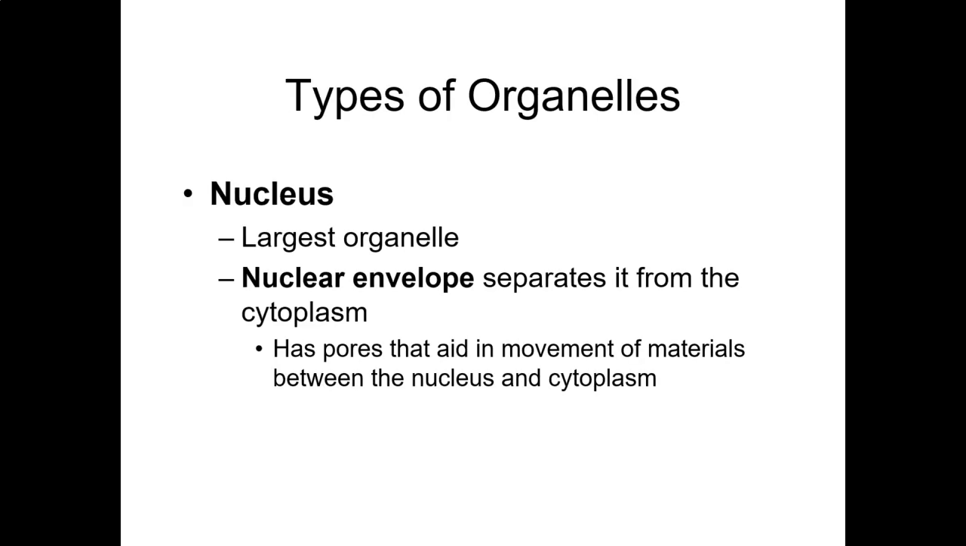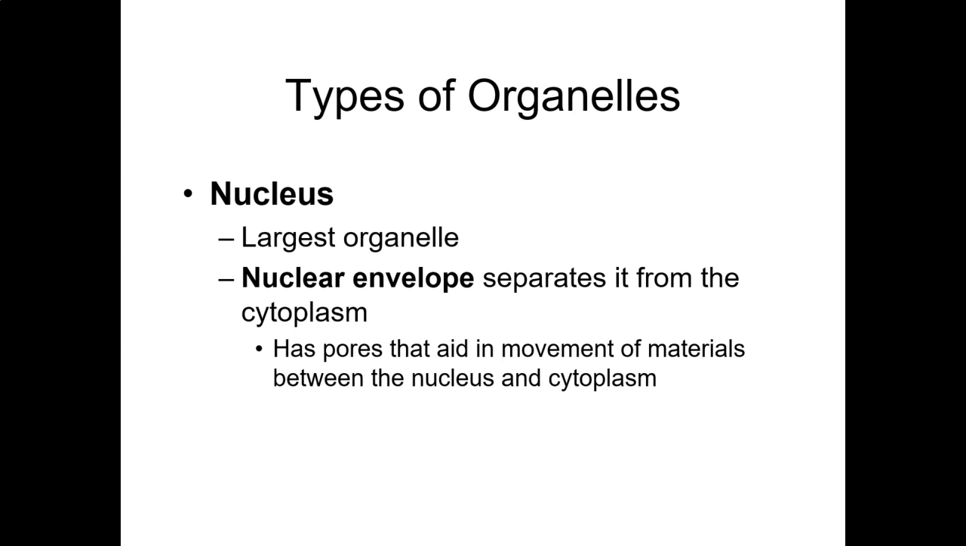First of all, we have the nucleus. This is the largest organelle. It's kind of the brain of the cell. It's where your DNA is housed. And it is enclosed in what we call a nuclear envelope. And this separates it from the cytoplasm. So the nucleus actually has two membranes from the outside world, meaning it has the plasma membrane that encloses just the cell, and then it has its own nuclear envelope that encloses itself.